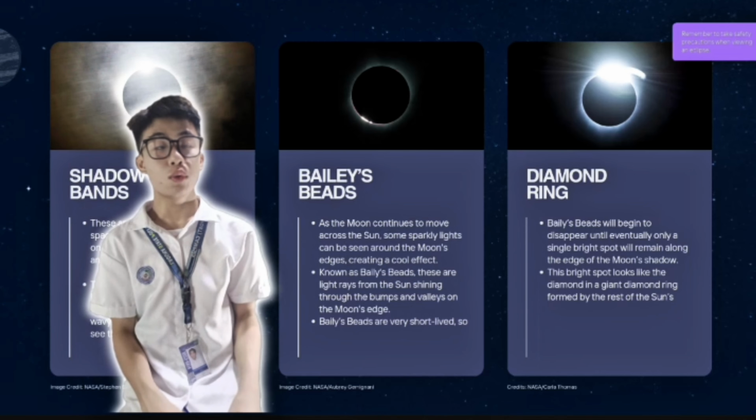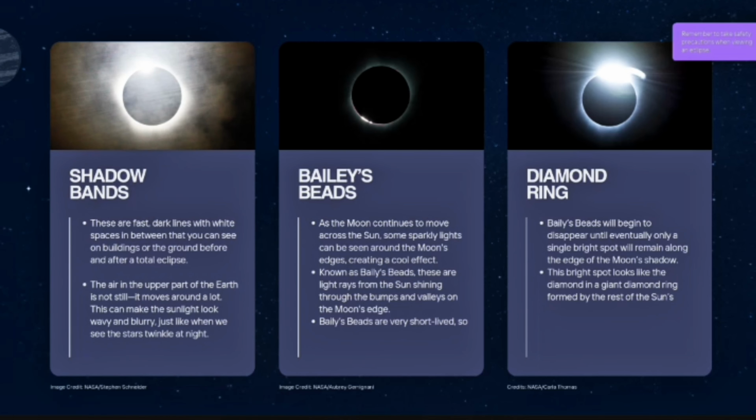Number 2, we have the Bailey's beads. As the moon continues to move across the sun, some sparkly lights can be seen around the moon's edges, creating a cool effect known as Bailey's beads. These are light rays from the sun shining through the bumps and valleys on the moon's edge. Bailey's beads are very short-lived, so not everyone might get to see them.